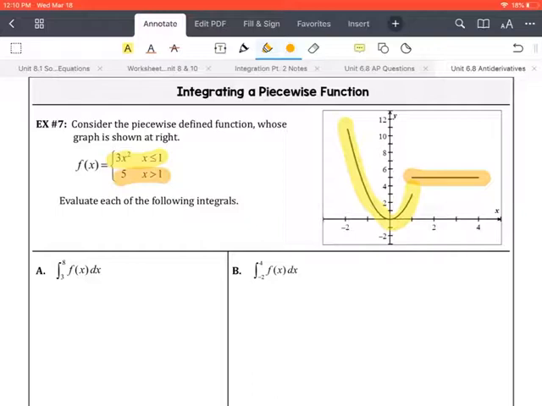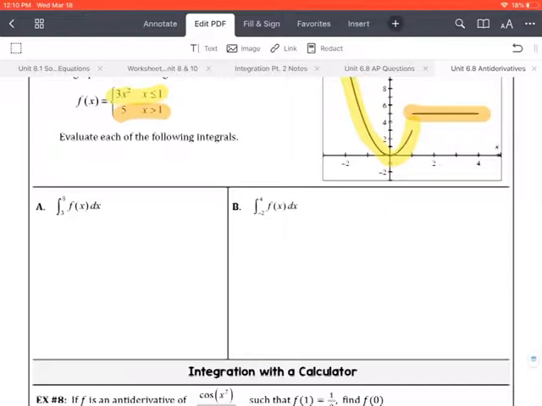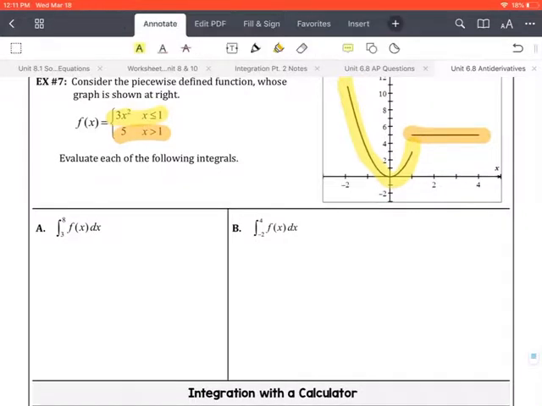And I want to evaluate this on each of the following intervals. When we evaluate piecewise functions, it's just important to see what intervals we're being asked to evaluate the function on. So my first interval is from 3 to 8. So 3 to 8 means that I am strictly in this second piece because my x values are all greater than 1. I'm like from here onwards.